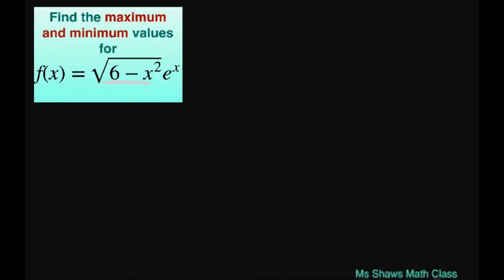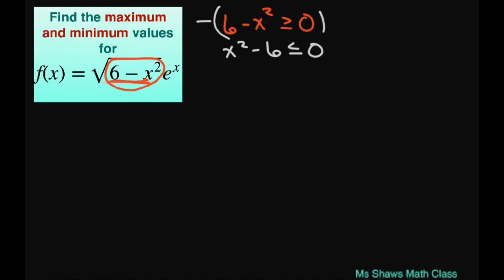So as usual with square root functions, we're going to have the inner portion of this be greater than or equal to 0. So we're going to write 6 minus x squared has to be greater than or equal to 0. To make this a little easier, I'd like to just multiply this through by negative. So that would be x squared minus 6 is less than or equal to 0. Now to factor this, we want to set this to 0 so we can solve for x. So this would be x minus square root of 6 times x plus square root of 6.